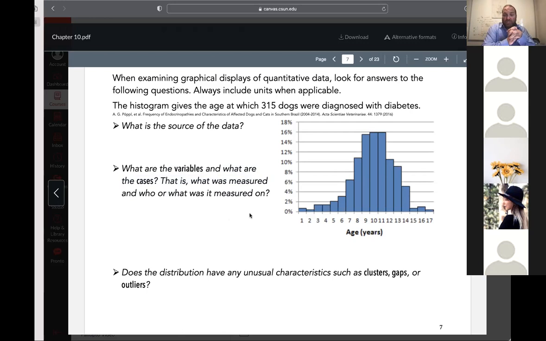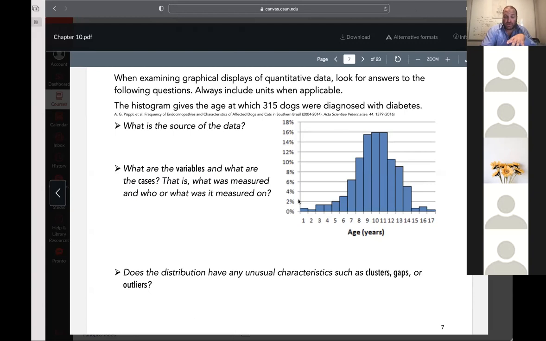So in our example, what exactly was being measured? At what age dogs get diagnosed with diabetes? Yep. Okay, very straightforward. They tell it to you: at what age dogs get diagnosed with diabetes. And who or what was it measured on? What are the cases in this example? 315 dogs. These specific 315 dogs. Not just 315 dogs, but these 315 dogs. These are the ones that were diagnosed, that were studied.